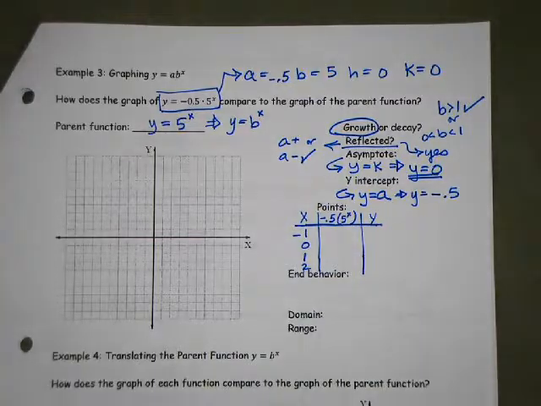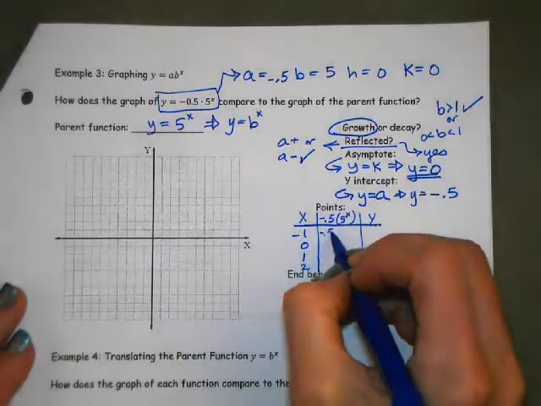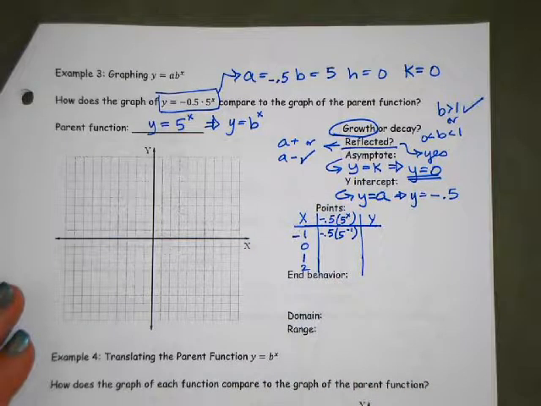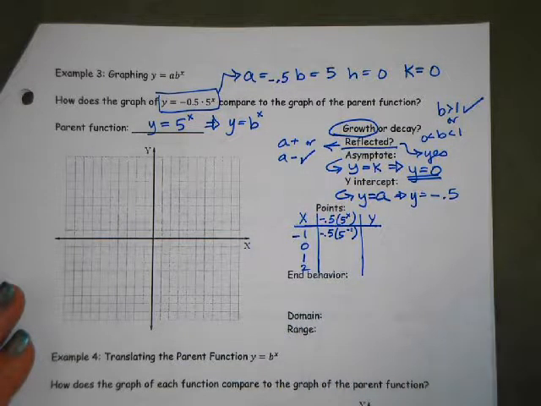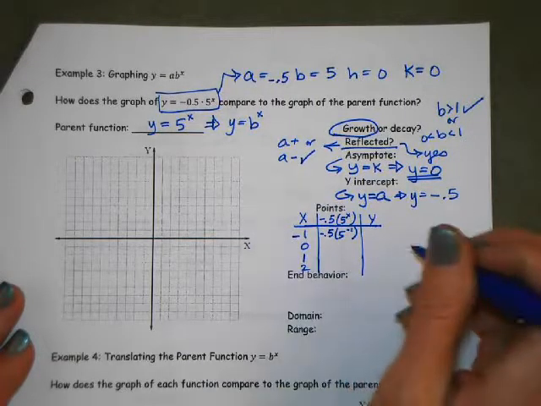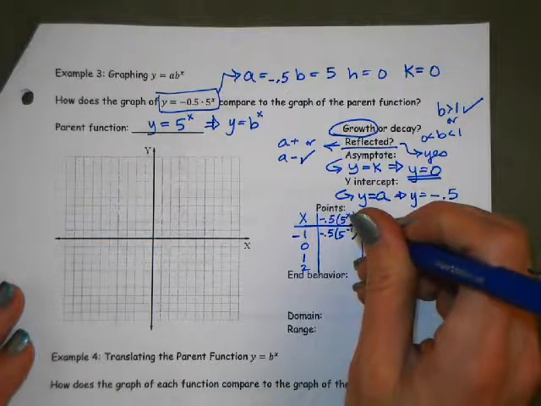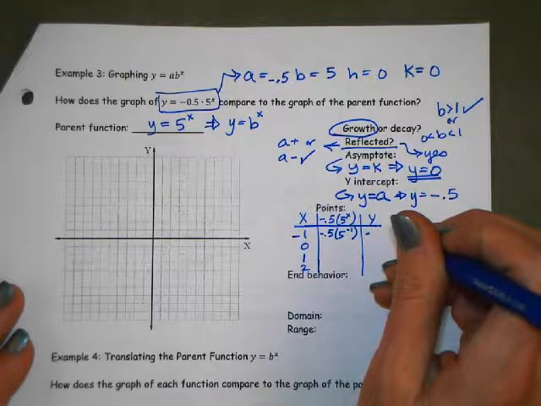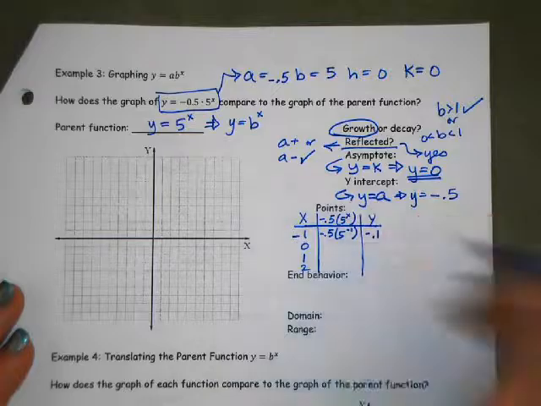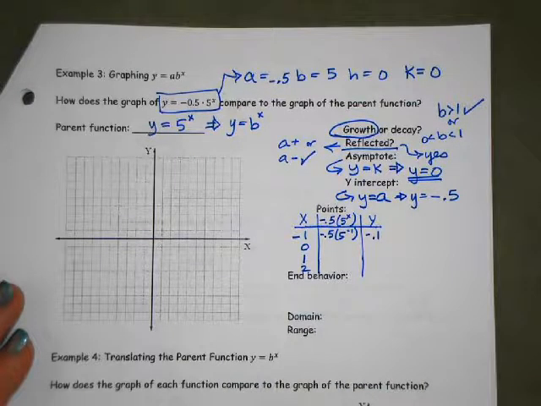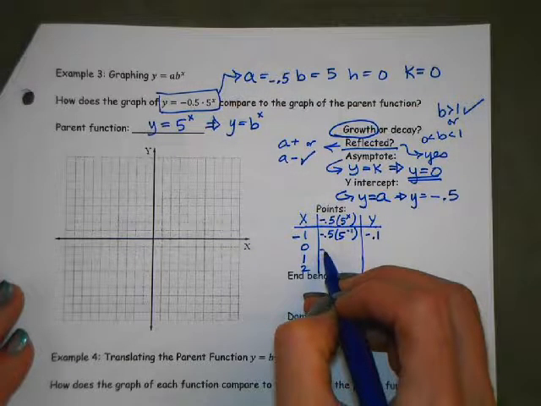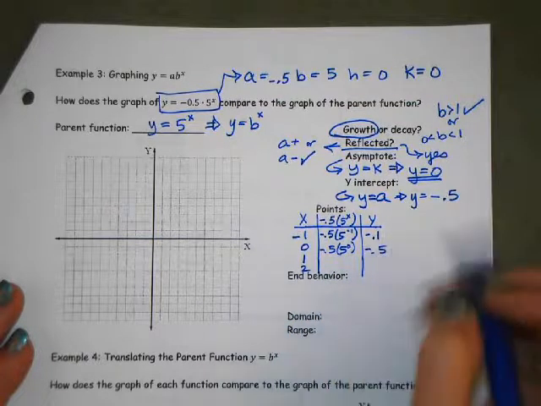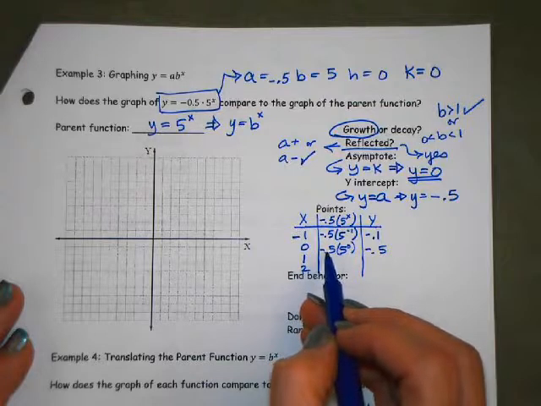Okay, so this is going to be negative 0.5, and it'll be 5 to the negative 1. Does anyone have a calculator to do that? An answer? Negative 0.1. It is negative 0.1. Okay? Negative 0.5 times 5 to the 0. That's just going to be a negative 0.5, because 5 to the 0 is 1. 1 times the negative 0.5 is negative 0.5.